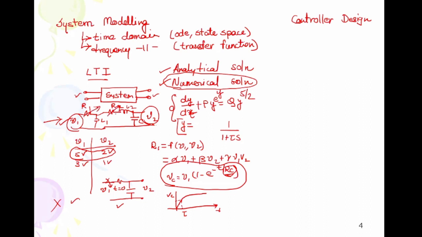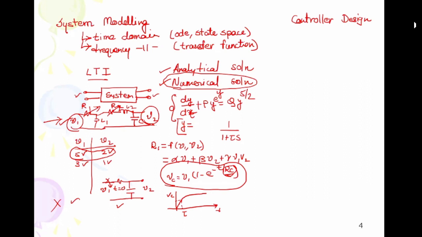The values of R1 and R2 are not constant, but they are changing with time. So previously we had a linear time invariant system. Right now what we are having is a linear time varying system.